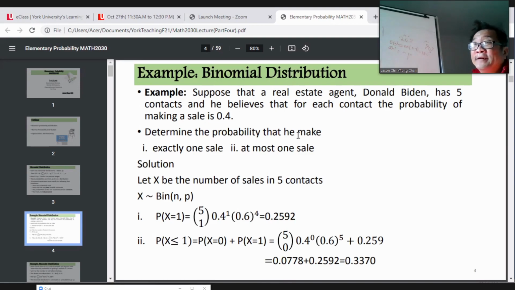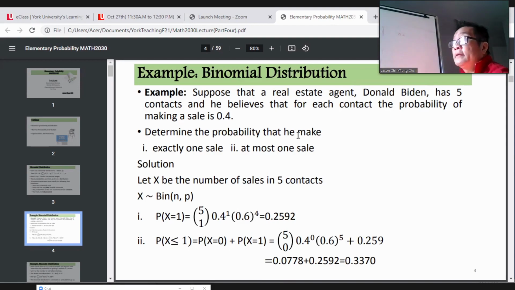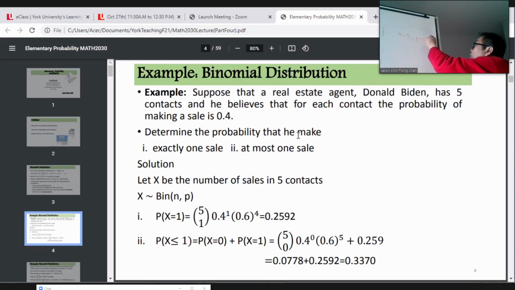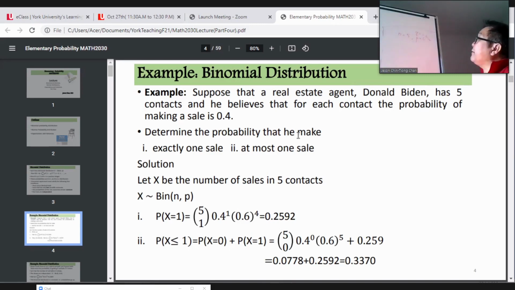Go to this example and let me know what is the N value, what is the P value. N is the number of trials and P is the probability. So what's the value for N? 5. Good. Then P is 0.4. What's the Q? 0.6. Yeah, 0.6. It's up to you, you can use Q or 1 minus P, either is fine.